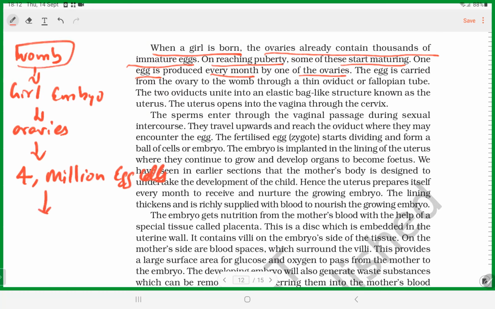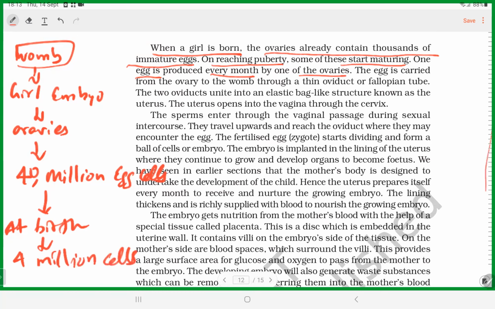And if the baby is born at birth, you can say, okay, at birth, only 4 million cells, from 40 million to 4 million cells. Are you listening, Kaushik? Yes, sir. At birth, only 4 million cells.